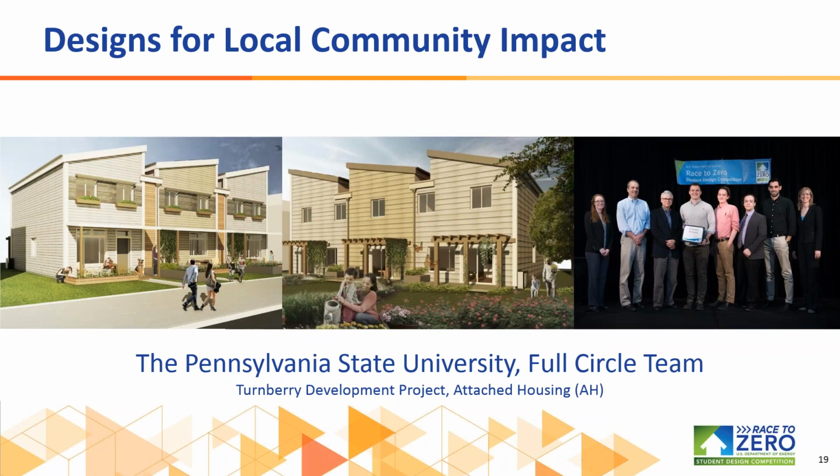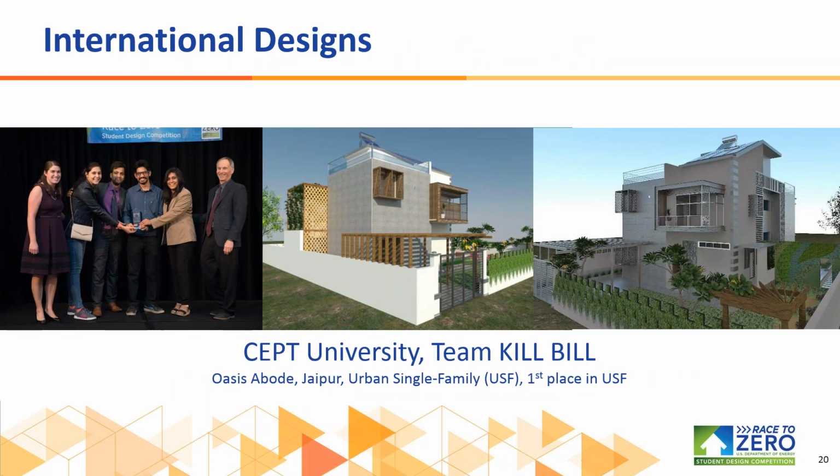Another very interesting winner last year were the designs for the local community impact, the Pennsylvania State University Full Circle team. They did a development project for attached housing that would be part of a real project in their community. And second to finally, in international designs, there was a CEPT University team from India, and they designed a really innovative architectural solution that was recognized by the jurors. If you look at this design, I think it would be well placed architecturally, both in the U.S. and in India itself. But it was a beautiful design that the judges were very, very impressed by.